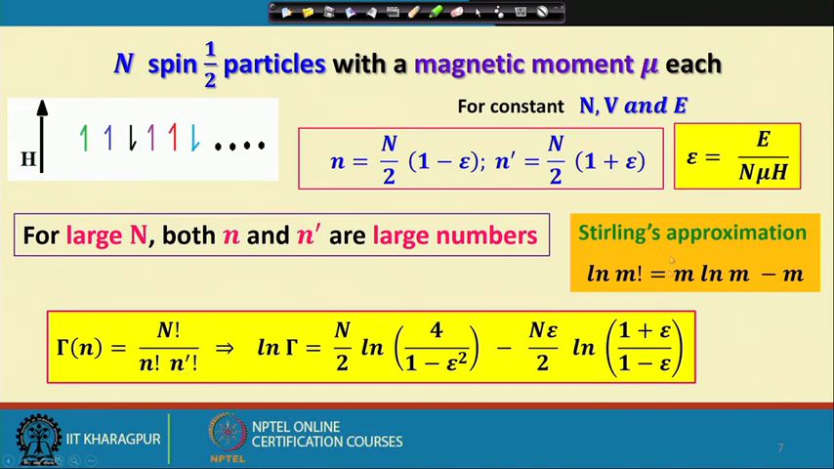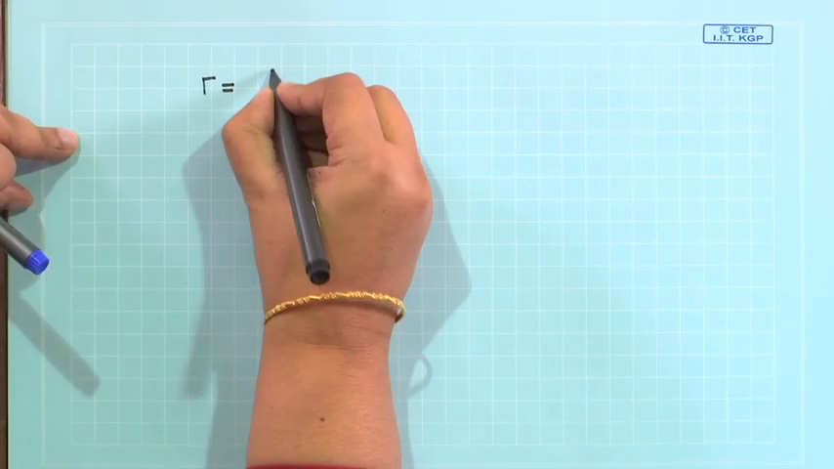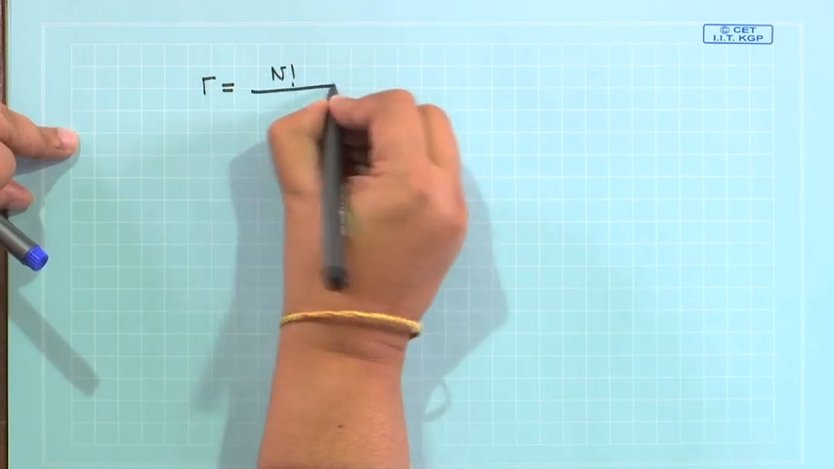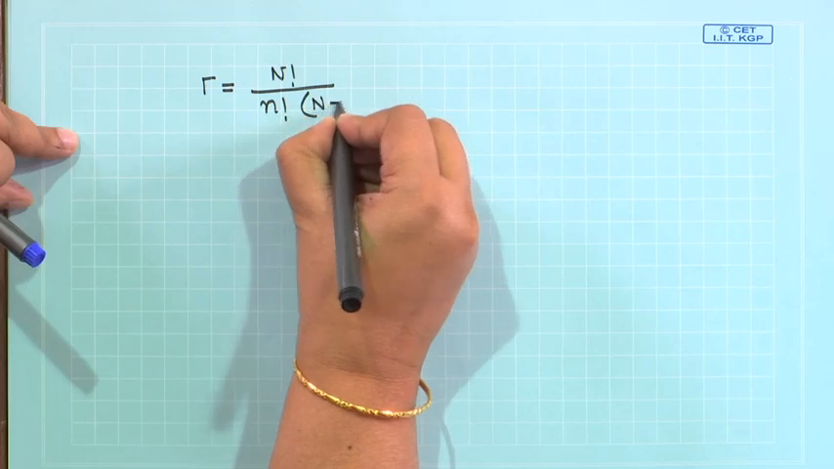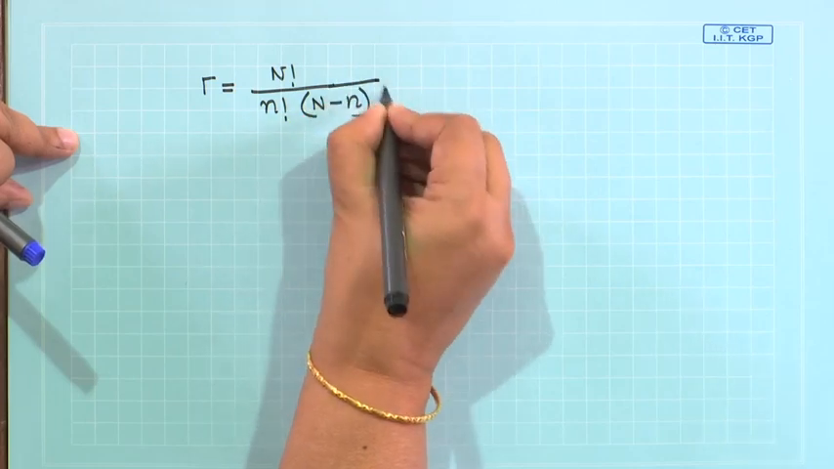Now, if I can use the Stirling's approximation, in that case, as you see, all I will have to do is I will have to take a natural logarithm on both sides and evaluate. If I do that, in that case what happens is I know that gamma is equal to capital N factorial divided by small n factorial into capital N minus small n factorial.